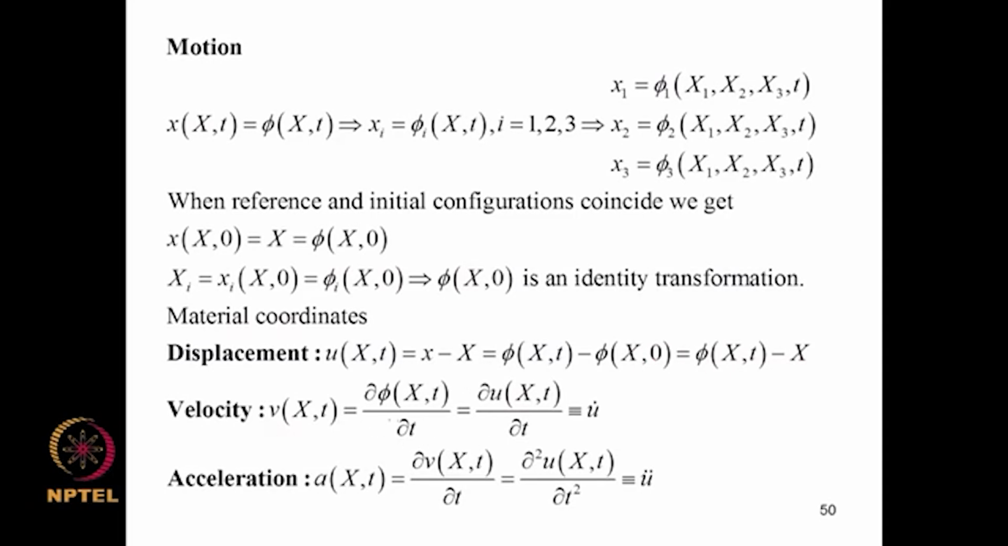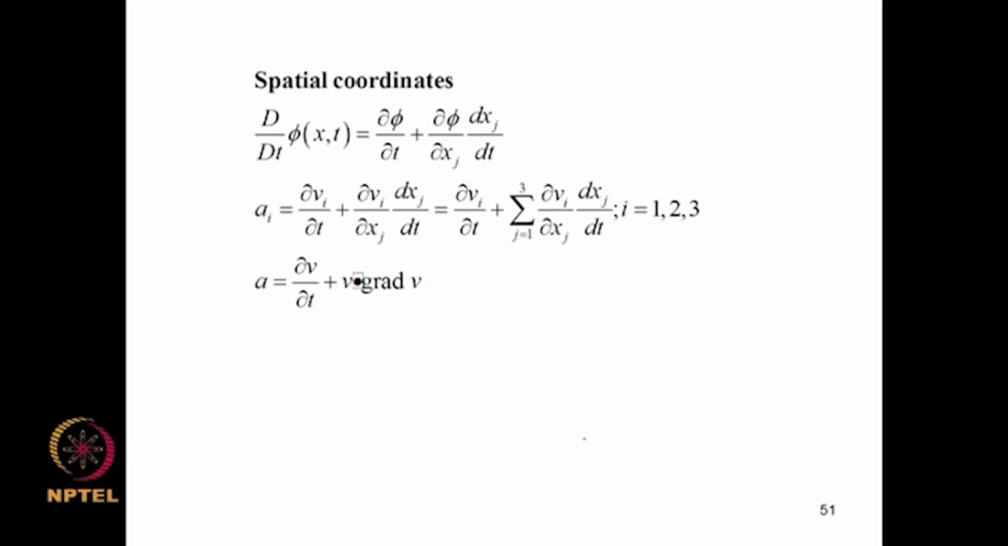Velocity is its time gradient. Capital X does not change with time, therefore, the gradient is simply du by dt as shown here. There is no dou u by dou x term which gets multiplied by dou x by dou t, because dou of capital X by dou t is 0. Similarly, acceleration also can be defined. On the other hand, in the spatial coordinates, if you want to define the gradient of a vector function, say phi of x comma t, this is dou phi by dou t plus dou phi by dou xj and dxj by dt. So, there will be a new term. Acceleration gets defined like this, and this is the definition of acceleration if you are looking at spatial coordinates.